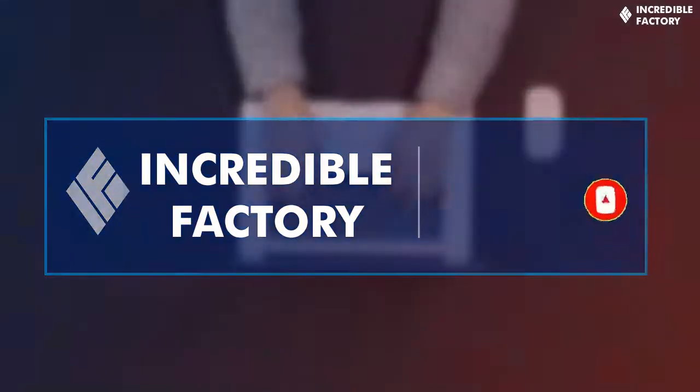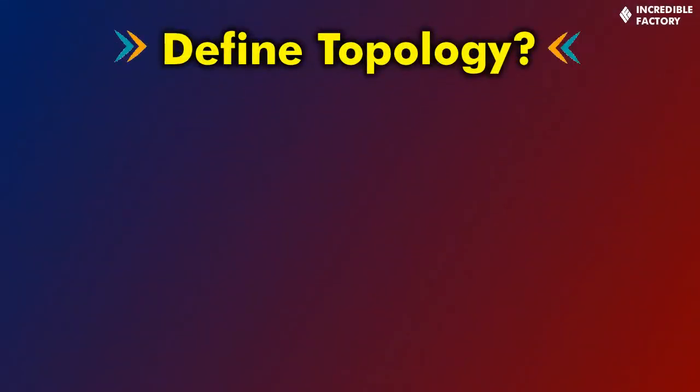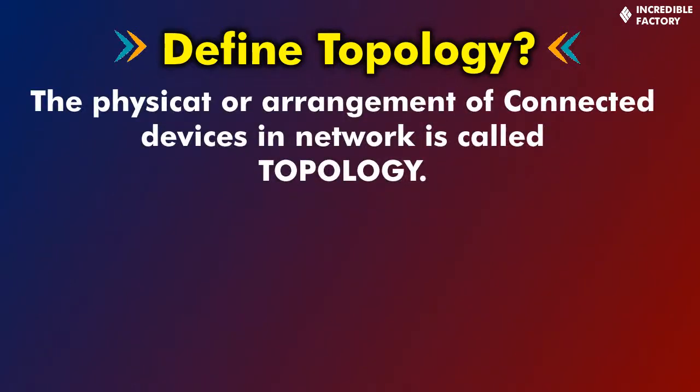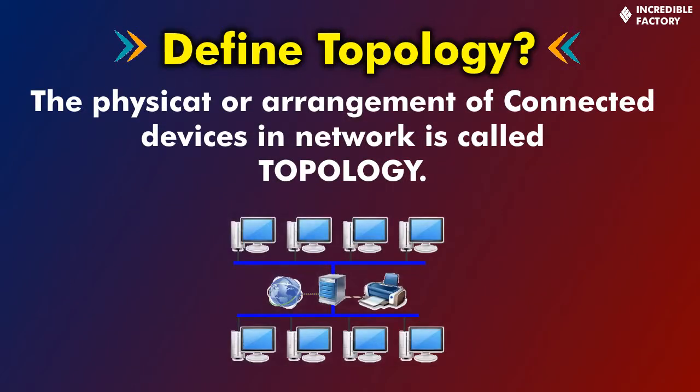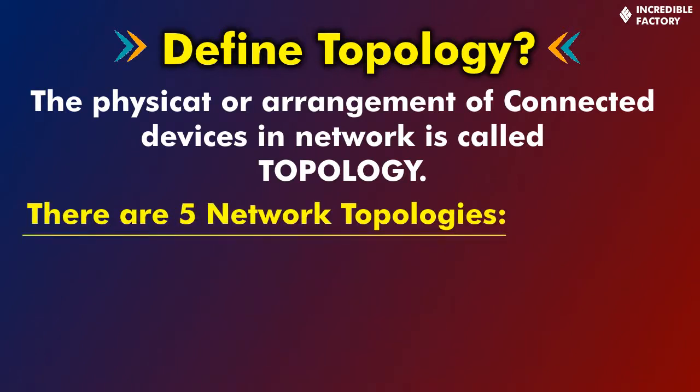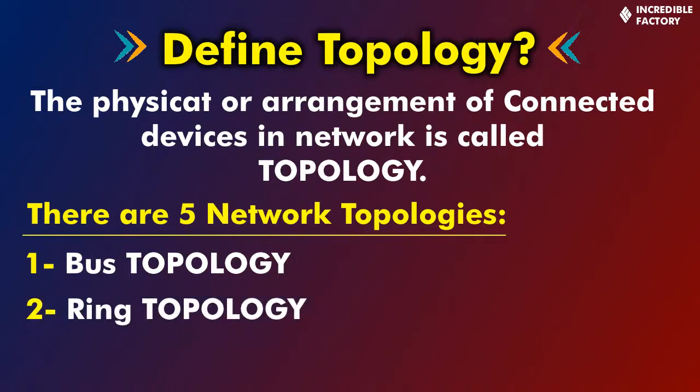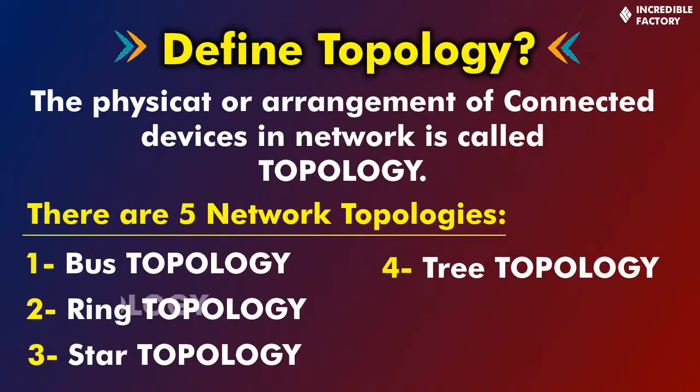So first of all, we will discuss the definition of topology. The physical layout or arrangement of connected devices in a network is called topology. And there are five network topologies: Bus Topology, Ring Topology, Star Topology, Tree Topology, and Mesh Topology.